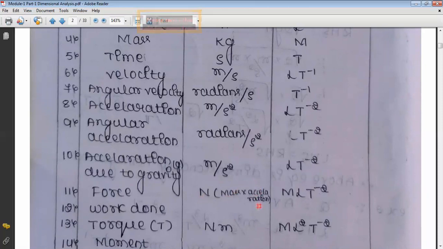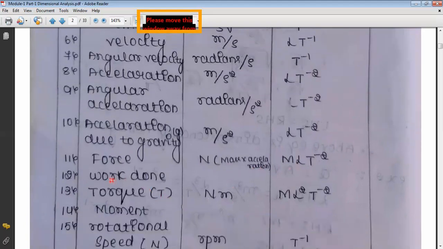These are the fundamental units. By using this, you can write the dimension. Don't memorize the dimension of the force. You remember the force is equal to mass into acceleration. Because you know the unit of mass and the unit of acceleration, thereby you can write the dimensions.